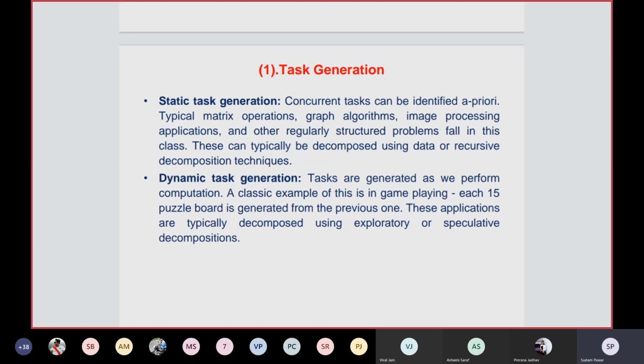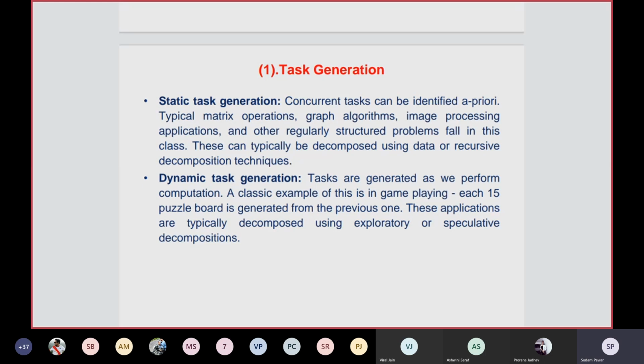And in case of dynamic task generation, a well-known example is game playing. Each 15 puzzle board is generated from the previous one, and these kinds of applications are generally decomposed using the exploratory or the speculative decomposition technique. So this is about task generation: static task generation and dynamic task generation.